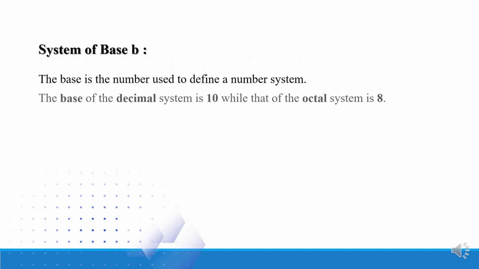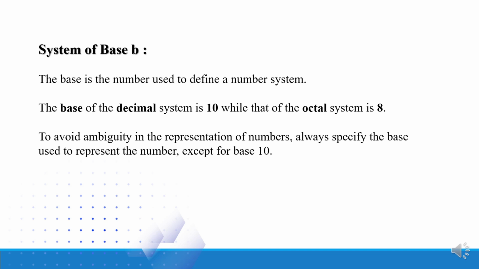The base tells us how many digits we can use. For example, the decimal system uses base 10 and has digits from 0 to 9. The octal system uses base 8 with digits from 0 to 7. We should always specify the base unless it's base 10, which is the default.